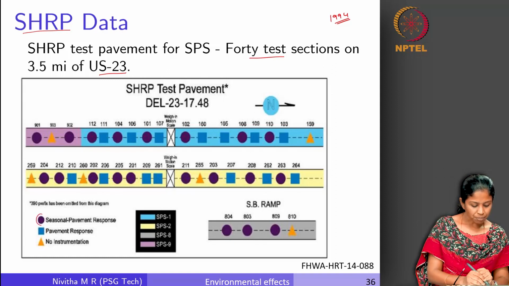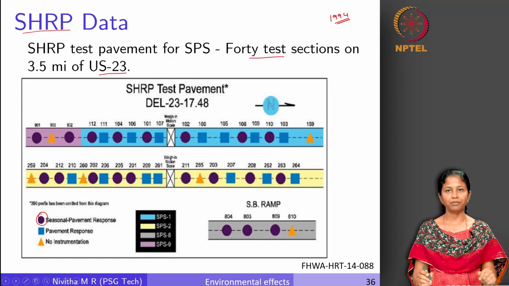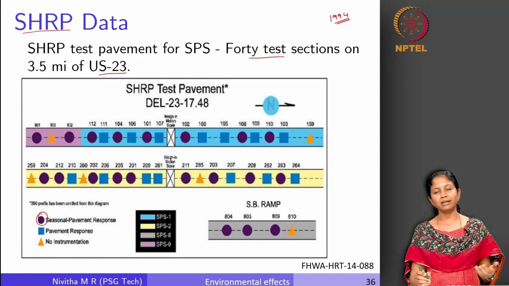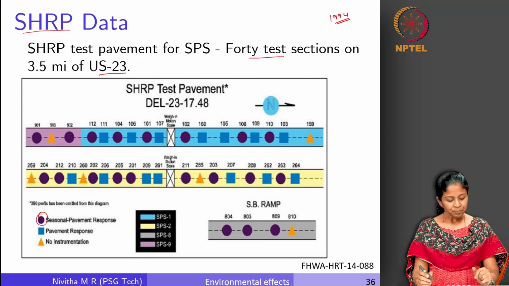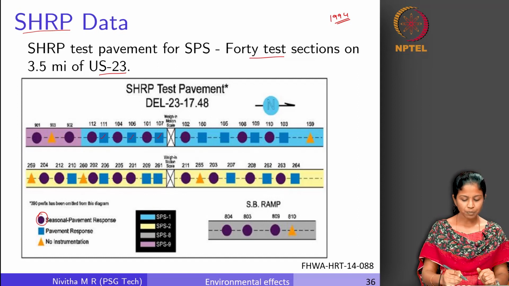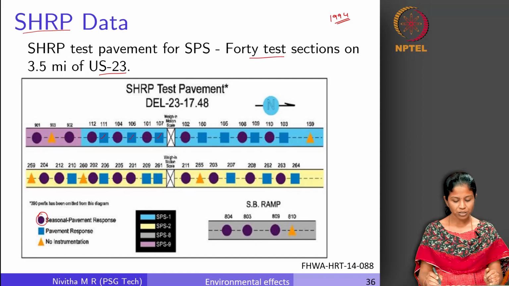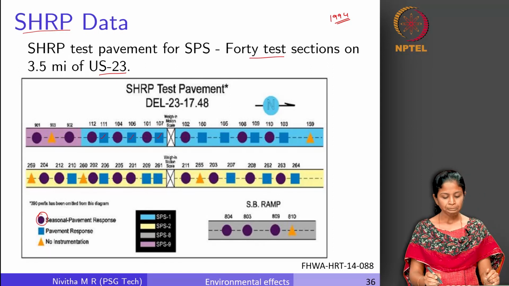All these purple lines given here, the seasonal pavement response was measured for different seasons. Different parameters like moisture, temperature and all this data was measured. And the pavement response, the structural response of the pavement, was collected at these points which are indicated in the blue square, and in some cases there was no instrumentation that was provided also, right. So this was the test section from which data was continuously collected.